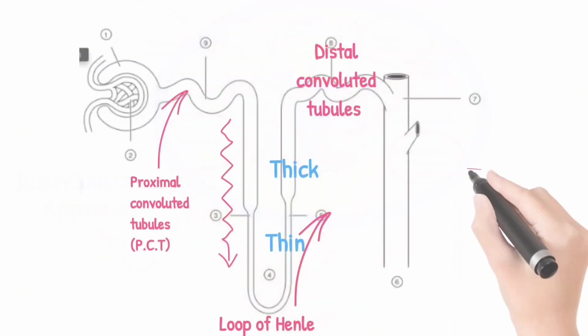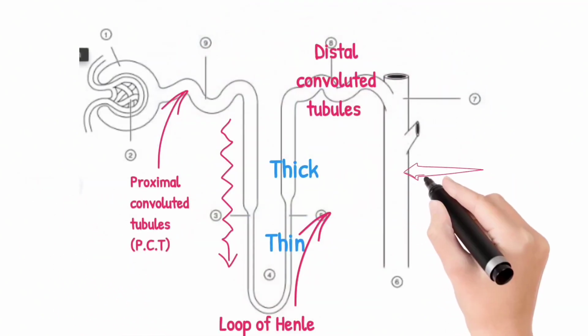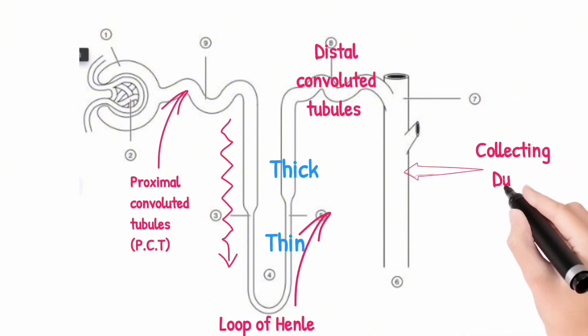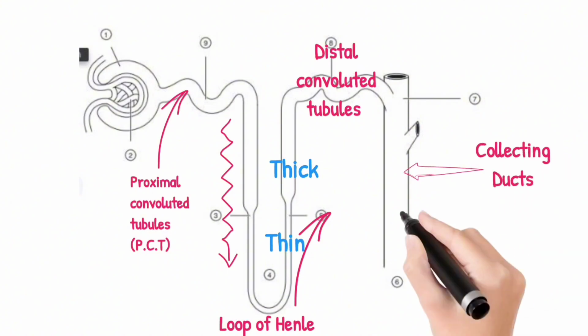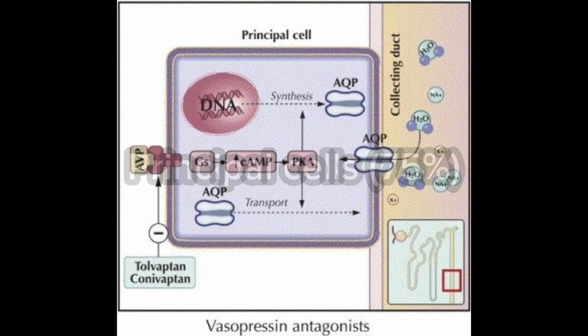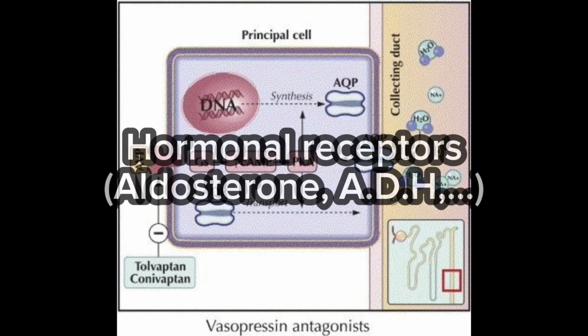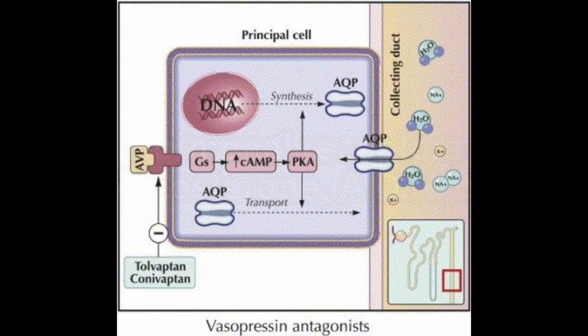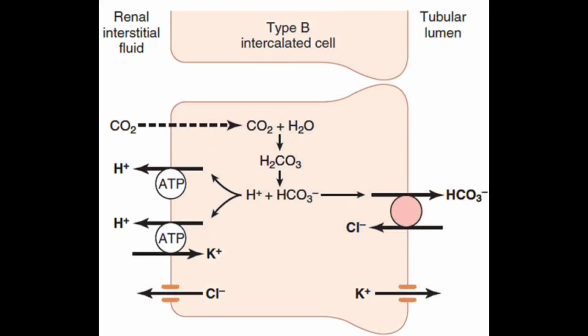Now we come to the collecting ducts, the final part of the nephron. It contains two types of cells. The principal cells make up about 75% of the cells of the collecting ducts. These cells have receptors for aldosterone and ADH. They help control water and salt balance.